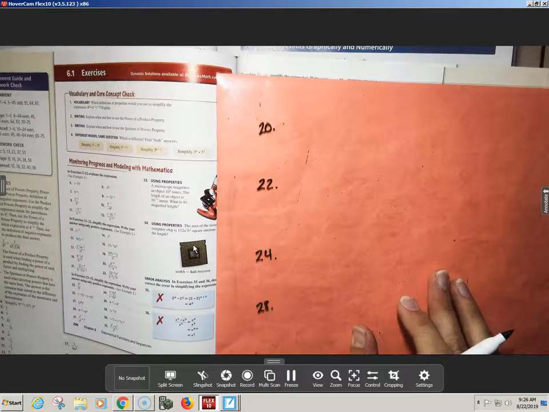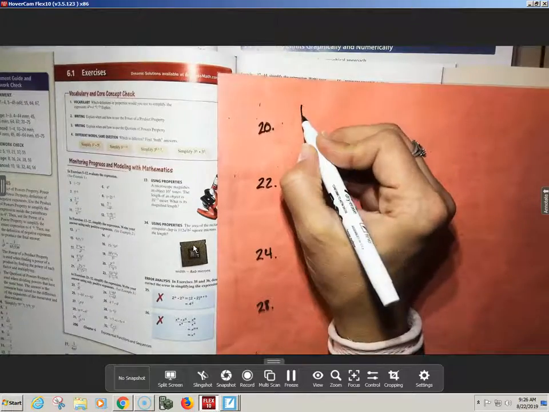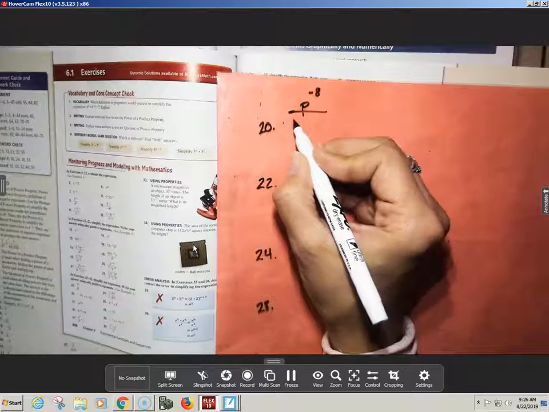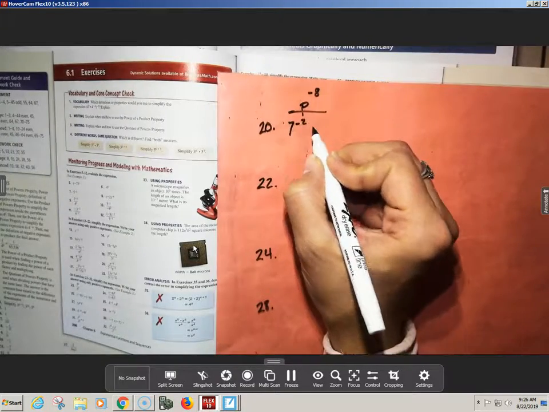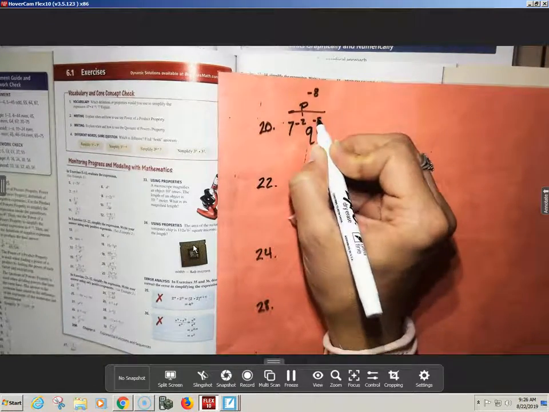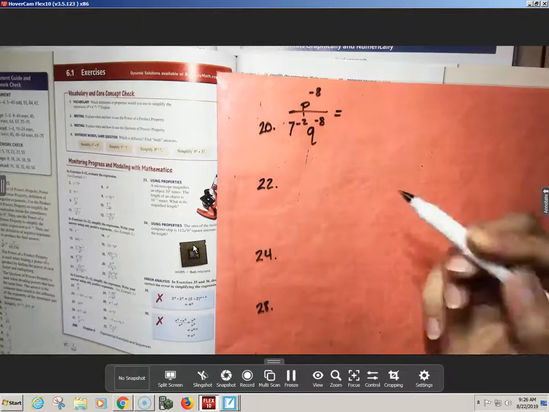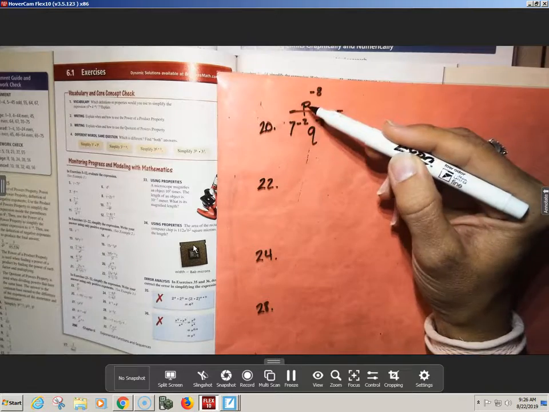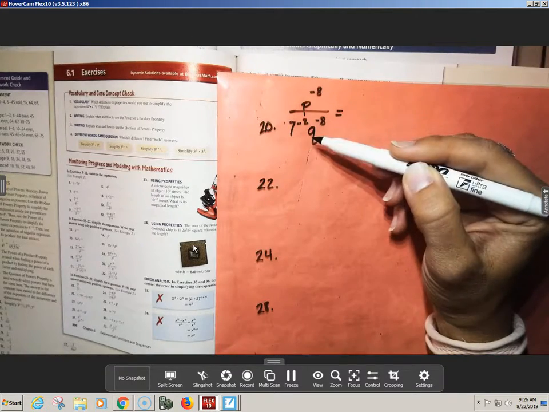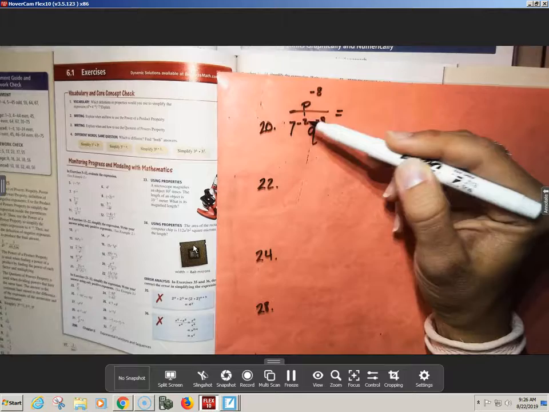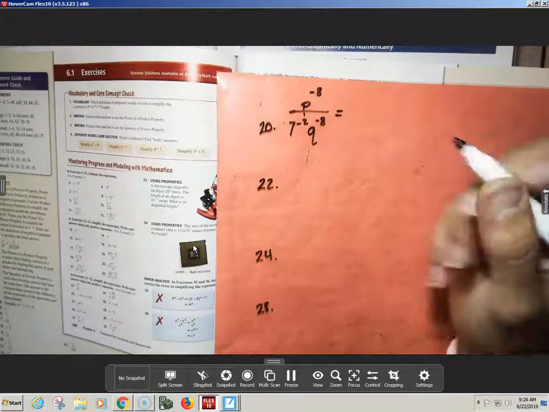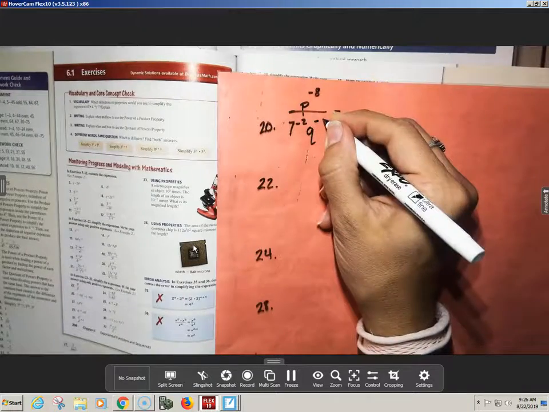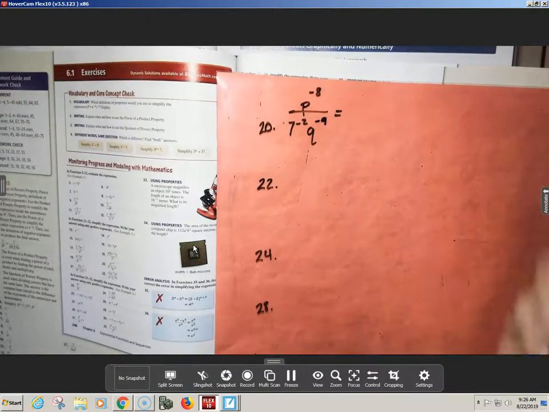All right, number 20. Number 20 gives us p to the negative 8, now we're dealing with variables, so we're simplifying, not just evaluating. 7 to the negative 2, q to the negative 9. Now, I don't have any division. I don't need to do any subtracting because none of these bases match. p and 7 and q are all different. But what is wrong with all of these? Oh, negative 9? Thank you. That's why it's really helpful for you to write down the problem.